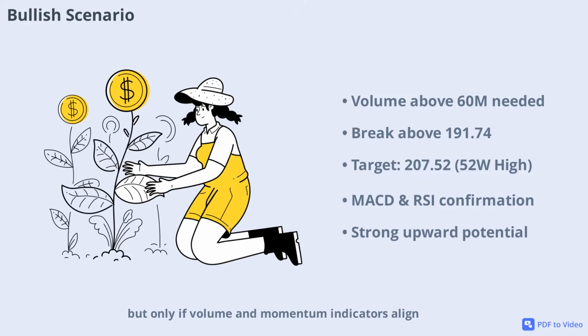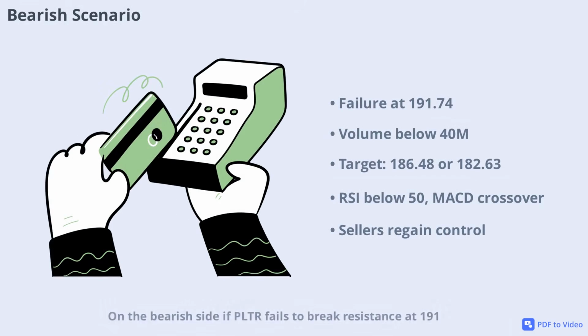On the bearish side, if PLTR fails to break resistance at 191.74 and volume drops below 40 million, a pullback to the pivot point at 186.48 or even support 1 at 182.63 is likely. Bearish confirmation would come from an RSI drop below 50 and a MACD signal line crossover. This scenario suggests that sellers could regain control, especially if momentum continues to weaken and volume dries up.